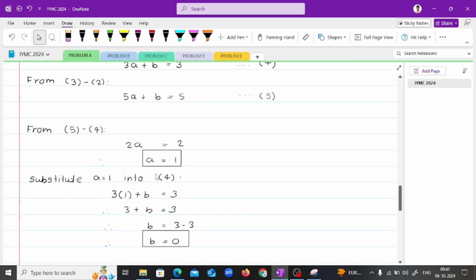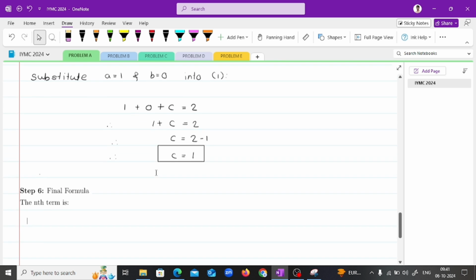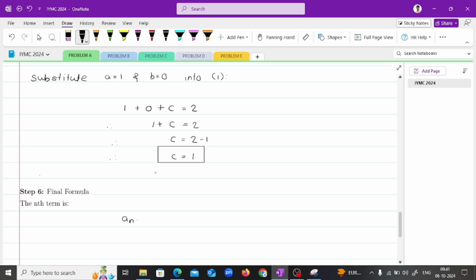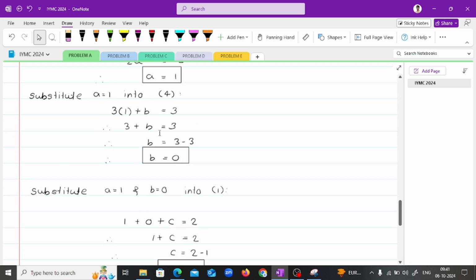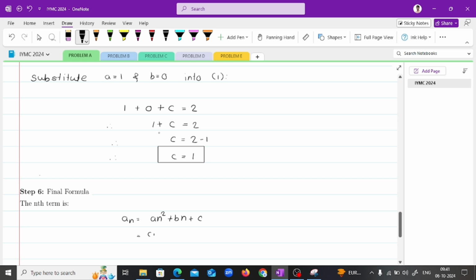Just a minute, I will first write down this formula. So an is equal to an square plus bn plus c, but since the value of a is equal to 1, b is equal to 0, and c is equal to 1, we get 1 into n square plus 0 into n plus 1. Therefore our final formula is n square plus 1.